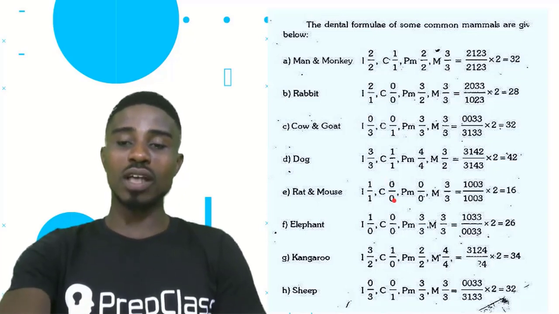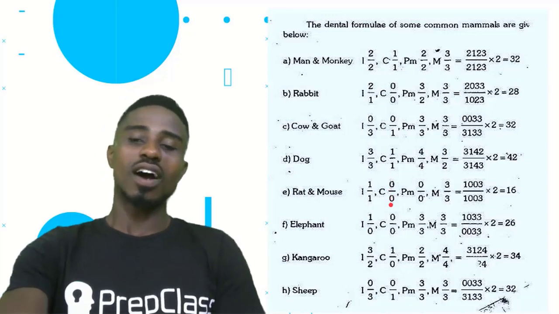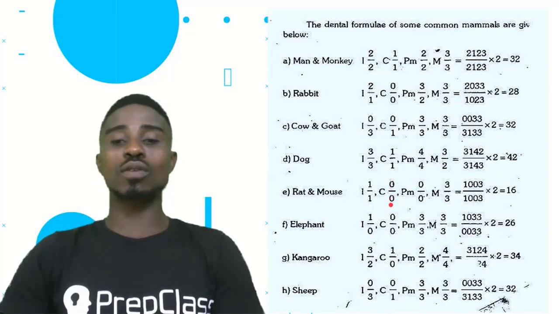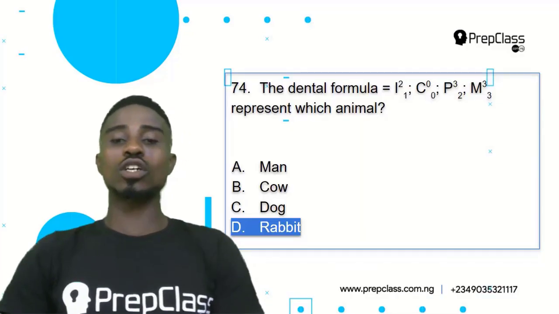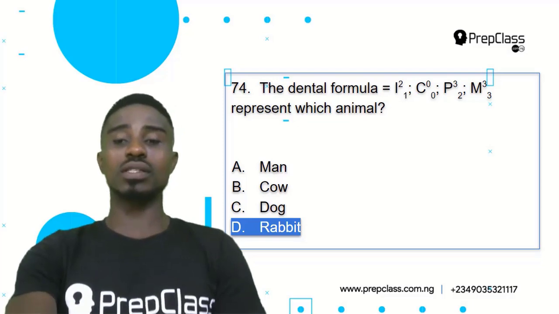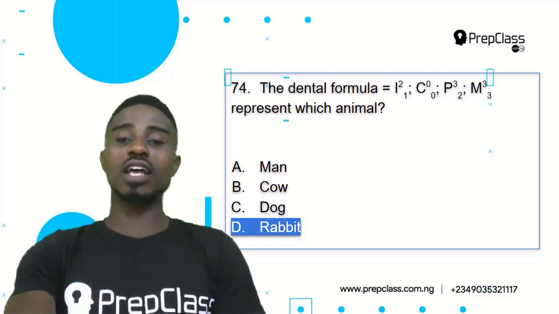And also if you look at the mouse and rats, they also lack canine teeth. Alright, so mouse, rat, and rabbit lack canine teeth. So question 74, option D, rabbit is our correct answer. Let's look at the next question.